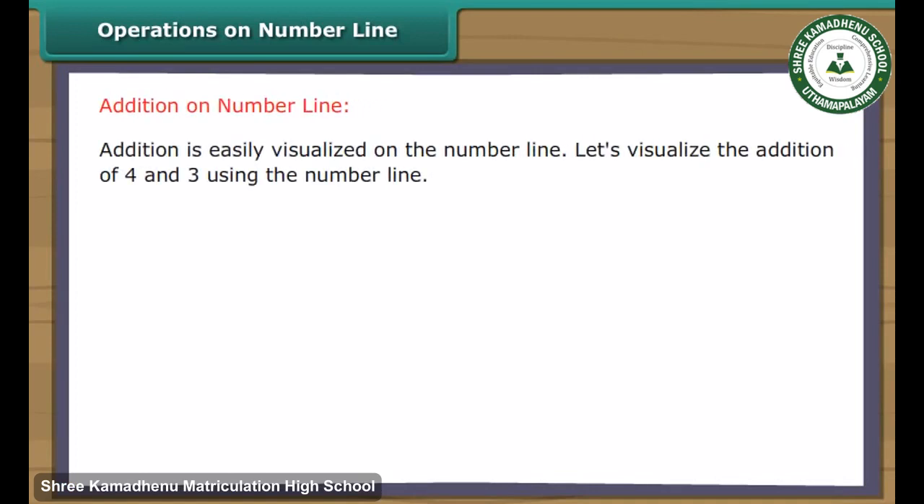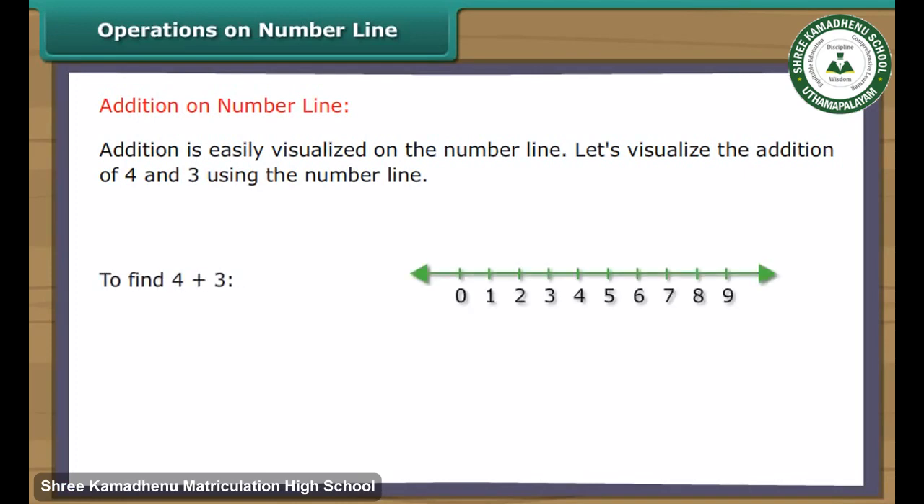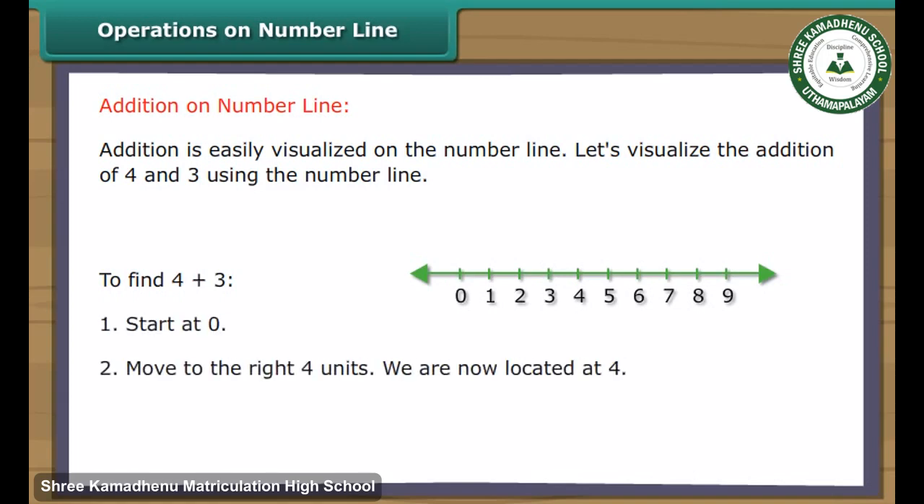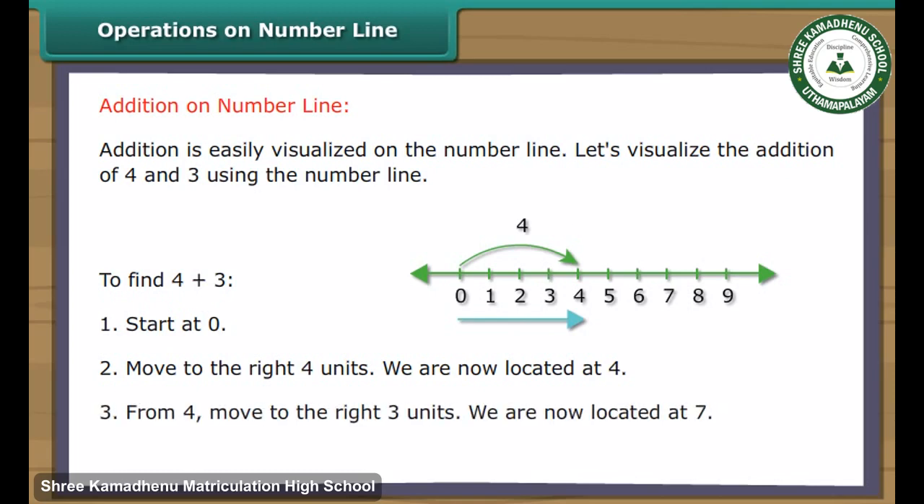Operations on number line. Addition is easily visualized on the number line. Let's visualize the addition of 4 and 3 using the number line. To find 4 plus 3: 1, start at 0. 2, move to the right 4 units. We are now located at 4. 3, from 4, move to the right 3 units. We are now located at 7. Thus, 4 plus 3 is equal to 7.